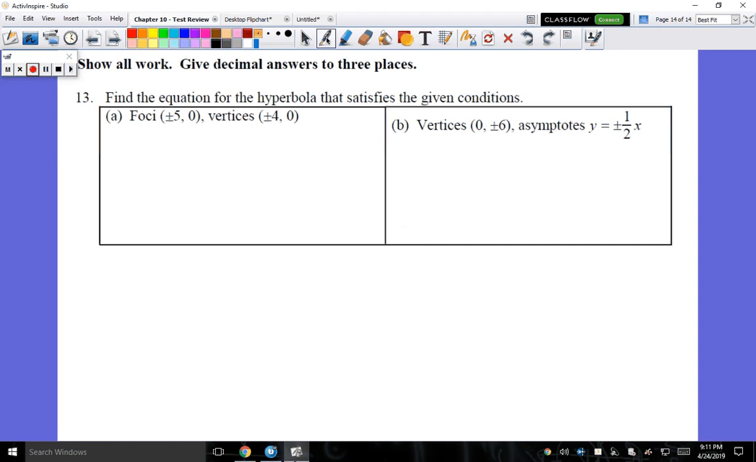Number 13, drum roll, please. Ba-boom. However you want to do it.